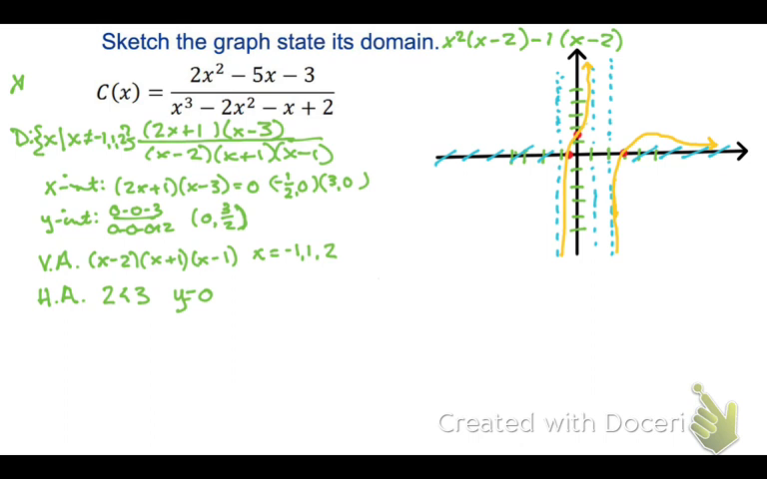So what we need to do is something called interval analysis. Intervals are made by x-intercepts and vertical asymptotes. So that's how you get the intervals.